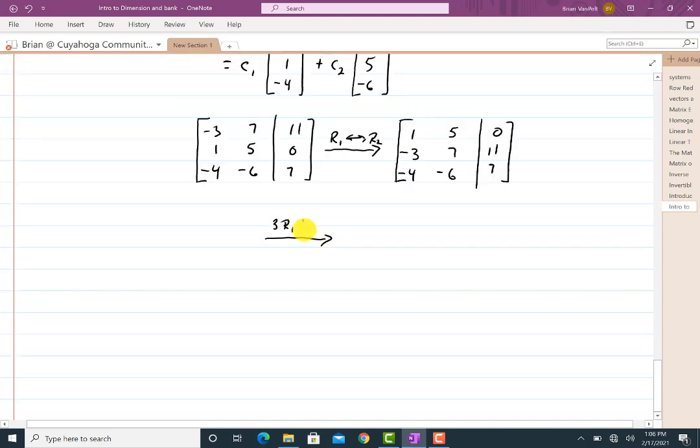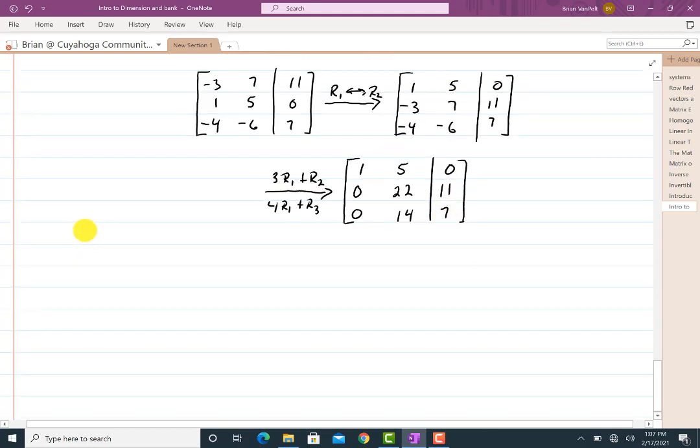So I'll do 3R1 plus R2. The nice thing about that 0 at the end is it doesn't do anything to that 11 at the end of the second row. However, 3 times 5 is 15, plus 7 is 22. And then I'm going to do 4R1 plus R3. So here I'll get 20 minus 6 is 14. And the 0 didn't do anything there, did it?